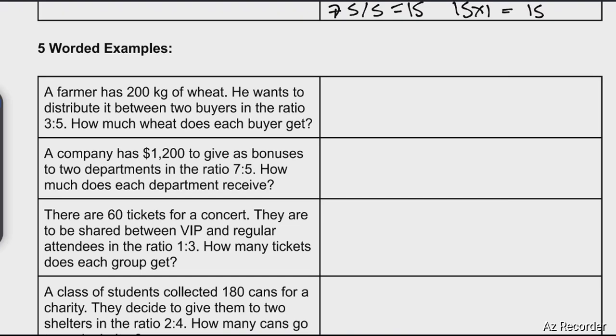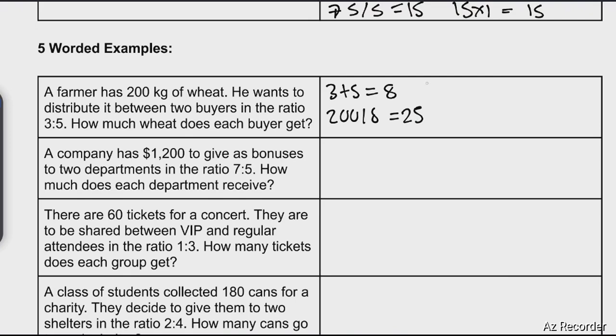So basically, we're being asked to divide 200 in the ratio 3:5. So we're going to do the exact same method. What's our total number of parts? 3 plus 5 is equal to 8 parts total. And how much wheat do we want to divide? What's the value of 1 part? Well, it's going to be 200 divided by 8. 200 divided by 8 is equal to 25.